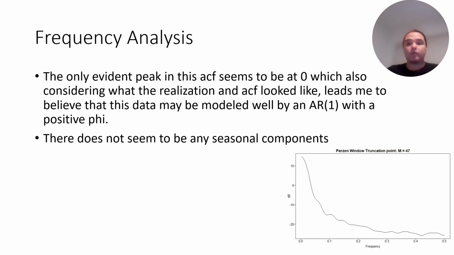Now, analyzing the frequencies of this time series, there does not appear to be any very notable peaks in it, except for one at 0. So taking that and the realization and ACF into account, this time series will appear to be very well modeled by an AR1 maybe, or something higher than that, just because there are these very tiny peaks towards the 0.1 mark that may be able to alter it.